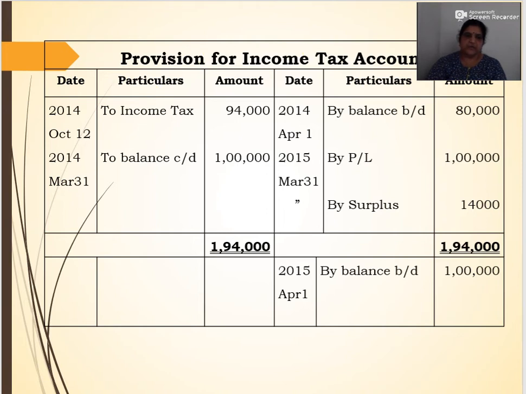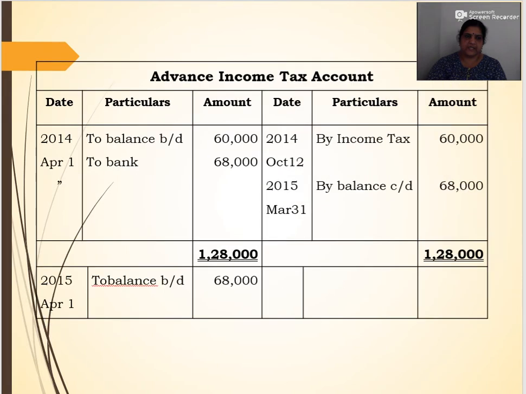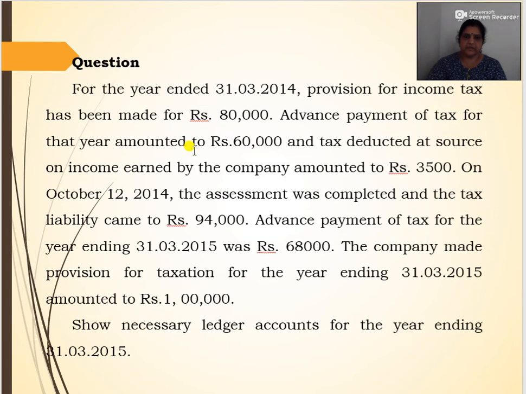Okay, now we will move on to the second account, that is the advance income tax account. Now in the advance income tax account, what is the advance income tax paid opening balance? So here the opening balance is rupees 60,000. Advance payment of tax for the year amounted to rupees 60,000. Okay, so the opening balance is rupees 60,000.